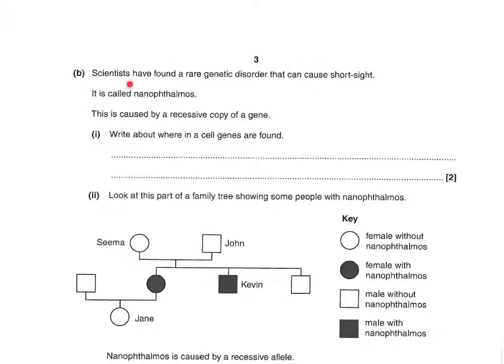Next question says, scientists have found a rare genetic disorder that can cause short sight, and it's called nanophlemosis. I don't know if I'm pronouncing that right, but what it's called doesn't really matter. It's caused by a recessive copy of a gene. Write about where in a cell genes are found. So genes are found in DNA, or you could, for that first mark, say in chromosomes, and that is found in the nucleus. So you get a mark for each of those. So you get a mark for saying in DNA, or you could say in or on the chromosomes, sorry, and the second mark for saying that's in the nucleus.